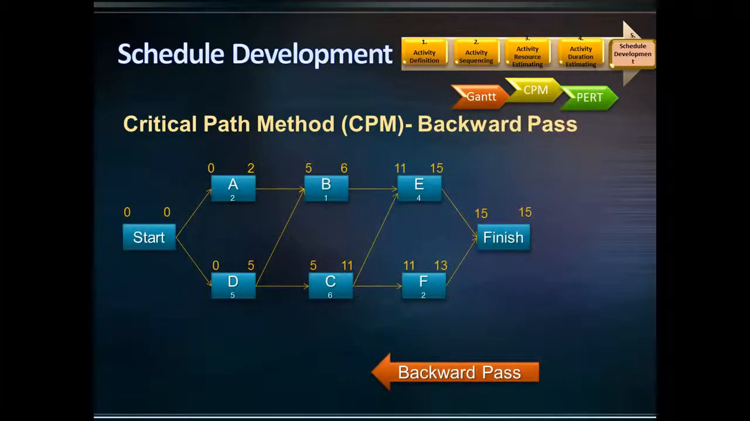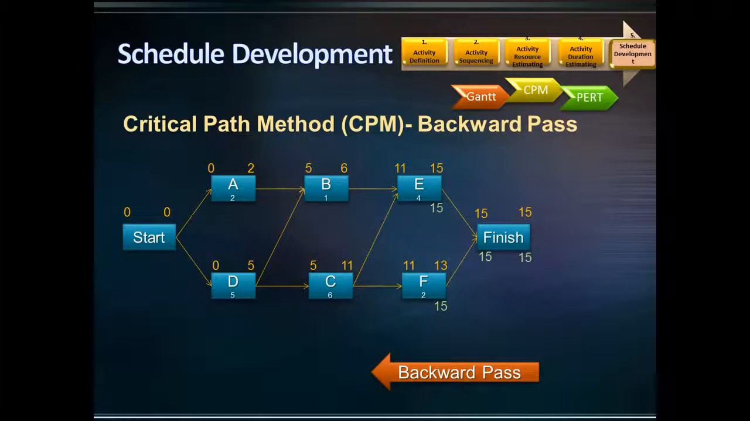Now let's examine the backward pass. For the backward pass, we start from the back or finish milestone, change the direction of arrows, and move backwards. In this example, the latest finish date for the finish milestone is 15 days. When you move backwards from the finish milestone, what would be the latest finish date of activity F? Yes, you are right. It is 15 days. The late finish date for activity E is also 15 days.